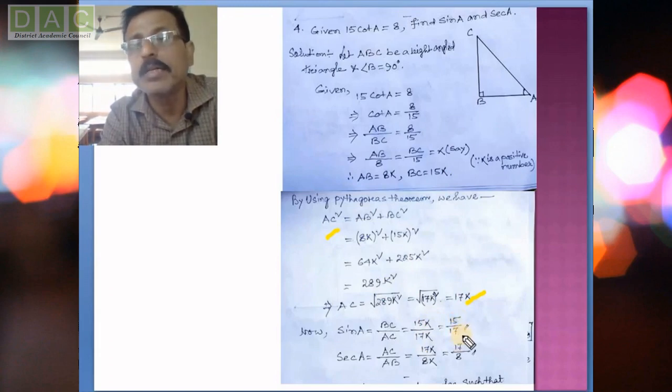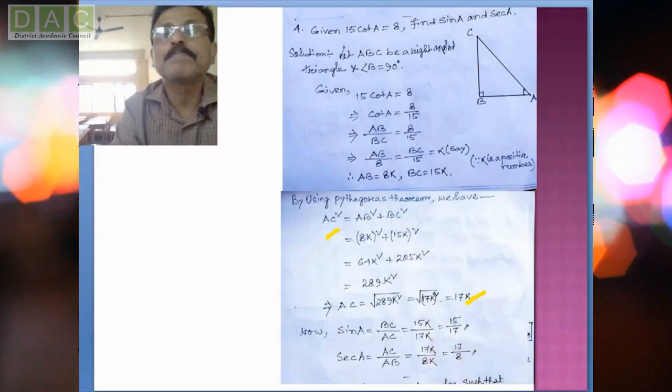This is one answer. Now another one, sec A. Sec A will be the opposite of cos A. Now cos A is what? Cos A is the adjacent side by the hypotenuse. Now sec A will be the opposite of cos A, so it will be AC by AB. Then you write AC by AB. Now AC you got as 17K, and AB you have got as 8K. So K is cancelled, 17 by 8. So this is also complete.